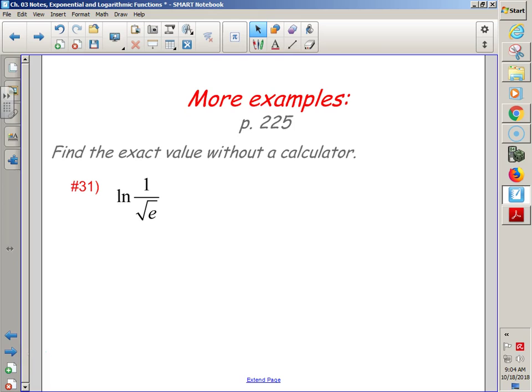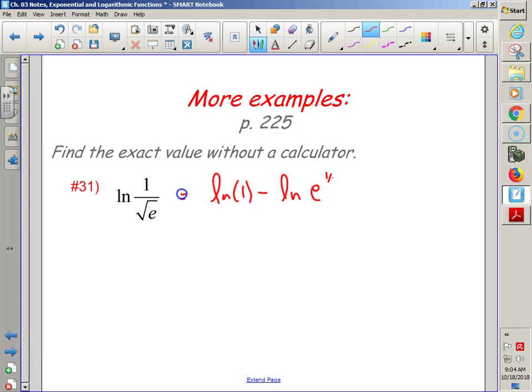First, but that does need to happen. What's first? Expand. I like it. So, can't we make this ln of 1 minus ln of e to the 1/2? Why did I do that for?